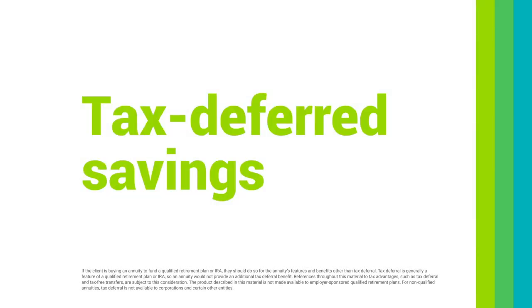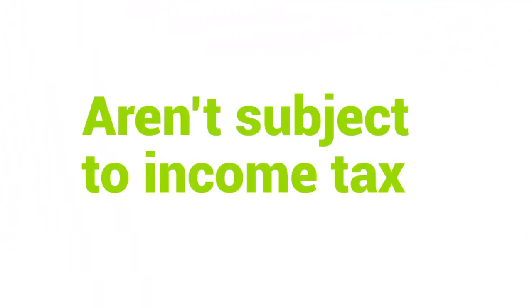The second sign that an annuity may be right for someone's plan is if they're looking for a tax-deferred way to accumulate more for retirement, but have maxed out their 401k or IRA, for example. With an annuity, gains aren't subject to income tax until income payments begin or money is withdrawn.